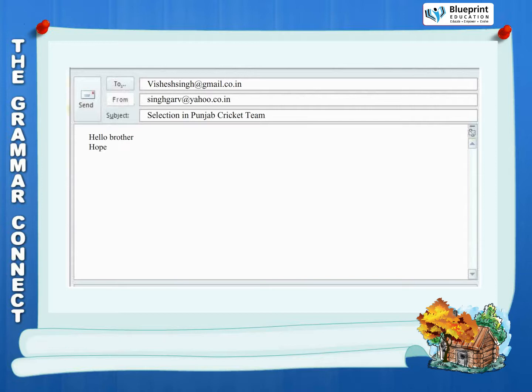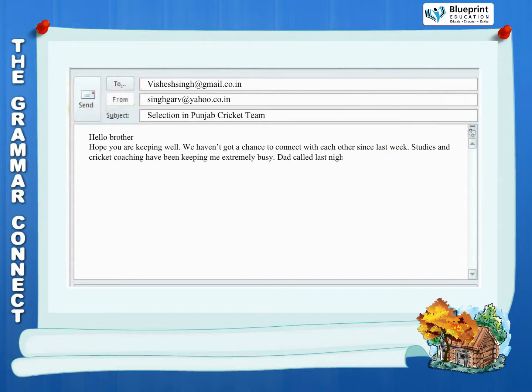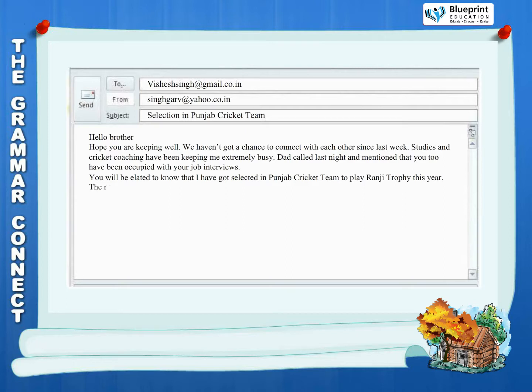Hello brother, hope you are keeping well. We haven't got a chance to connect with each other since last week. Studies and cricket coaching have been keeping me extremely busy. Dad called last night and mentioned that you too have been occupied with your job interviews. You will be elated to know that I have got selected in Punjab cricket team to play Ranji Trophy this year. The news came to me an hour back and you are the first one I am sharing it with.